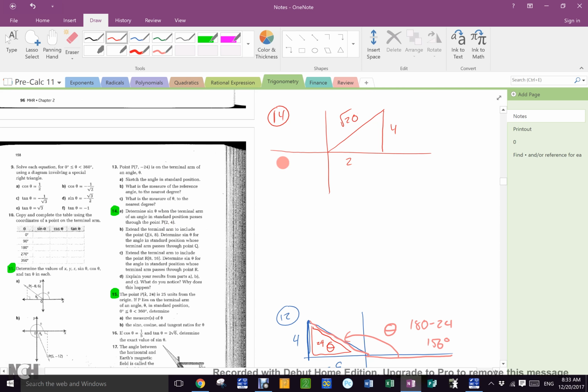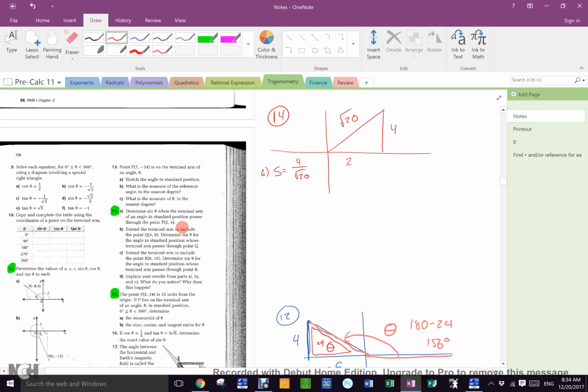So sine, 14a, sine equals 4 over root 20. Everybody happy with that? Now we could simplify that, but we're not going to, right? That's really 2 root 10 over 4, so that's really 2 over root 10, right? And then we would technically rationalize the denominator, but we're not doing any of that, okay? Is everybody with me? This is cool. We all good? All right.